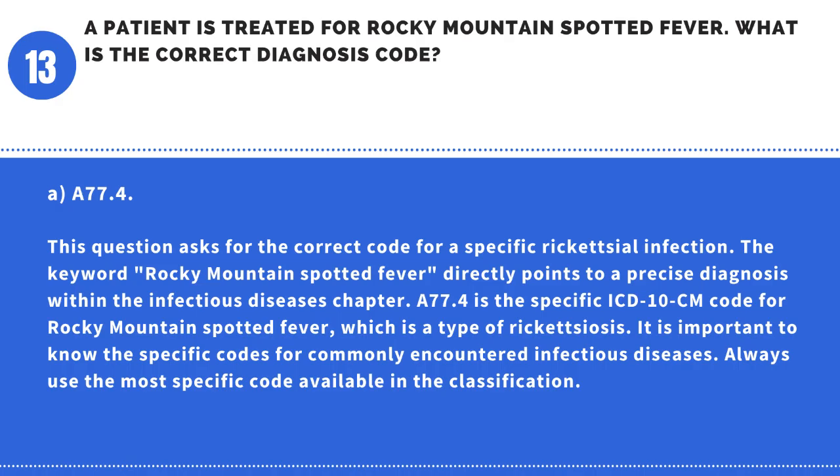A77.4. This question asks for the correct code for a specific rickettsial infection. The keyword Rocky Mountain spotted fever directly points to a precise diagnosis within the infectious diseases chapter. A77.4 is the specific ICD-10-CM code for Rocky Mountain spotted fever, which is a type of rickettsiosis. It is important to know the specific codes for commonly encountered infectious diseases. Always use the most specific code available in the classification.